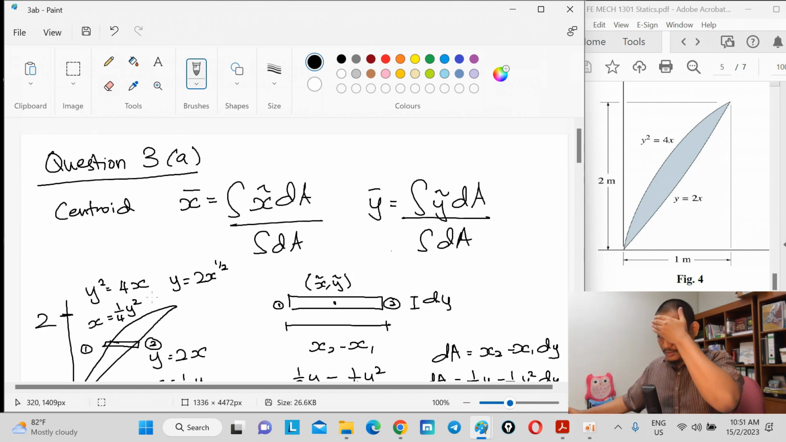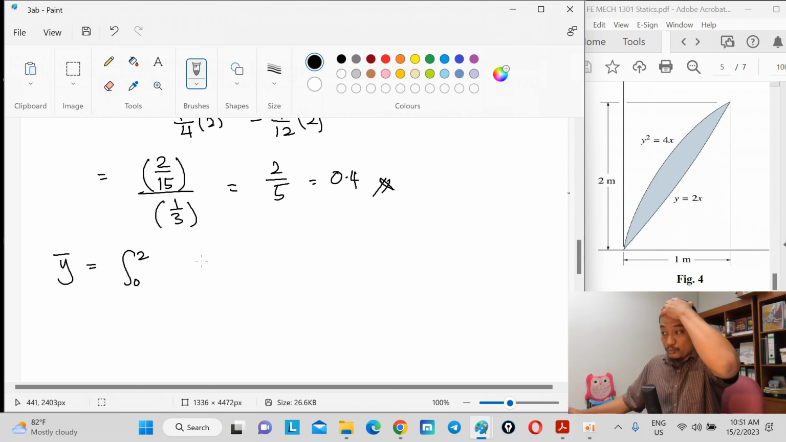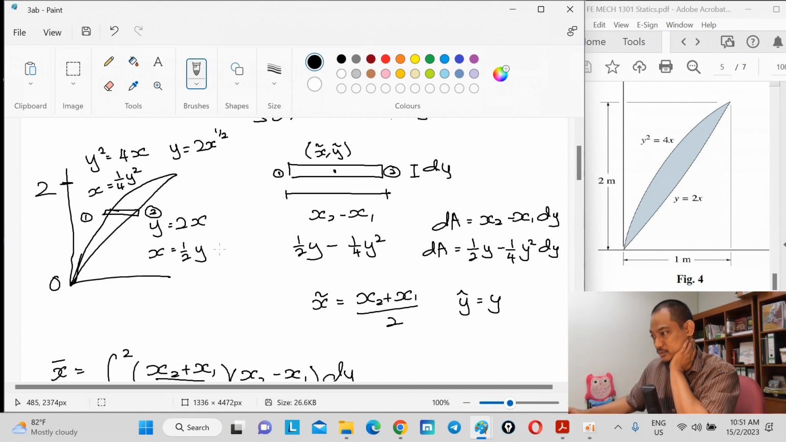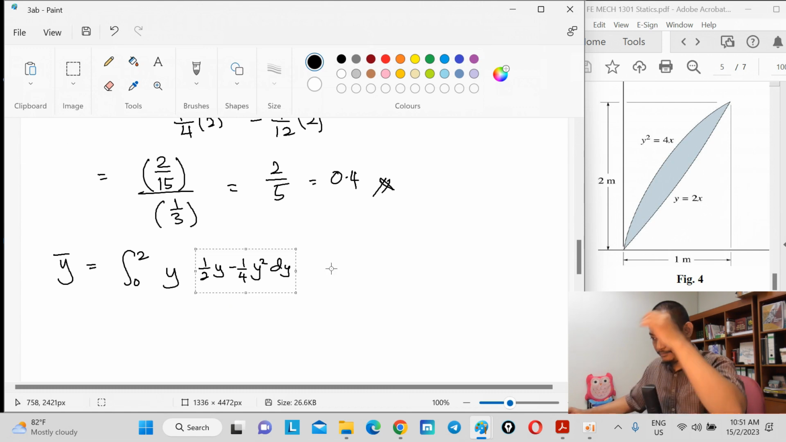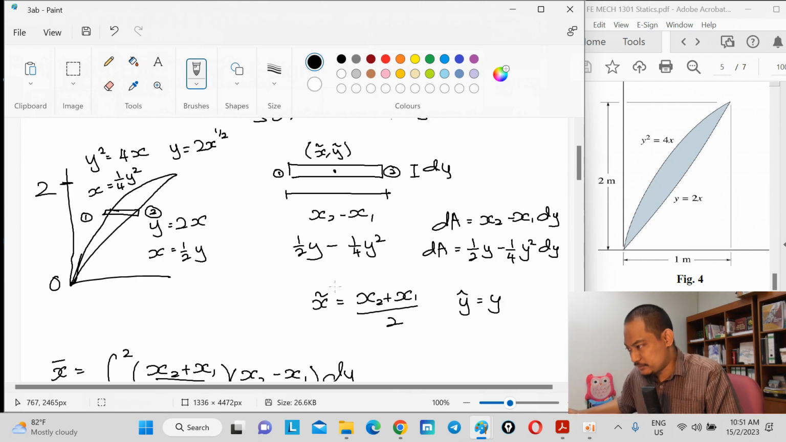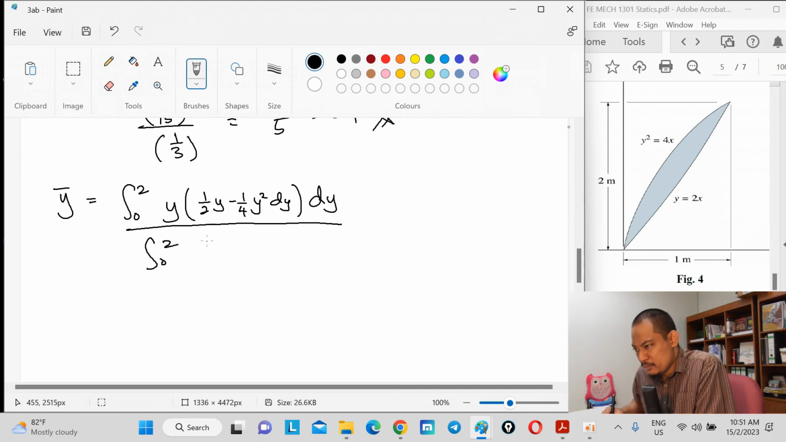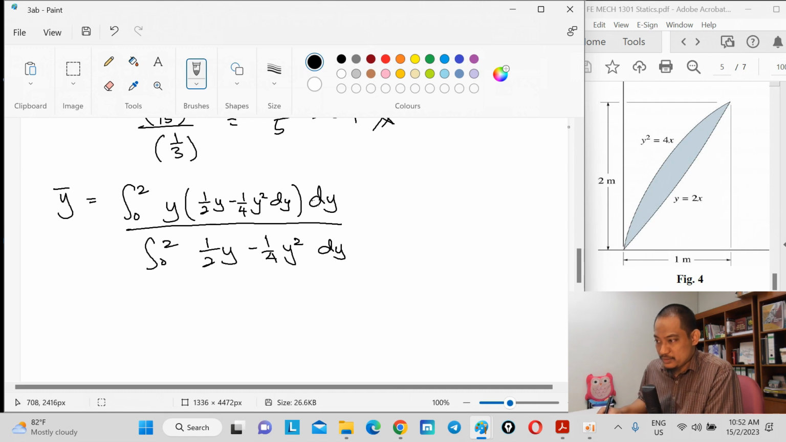So the y coordinate is integration of y wave dA over integration of dA. So it's integration from 0 to 2. Y wave is y. And then dA is, let me just copy this, it's dy, right? Wait, this dy is already outside, right?